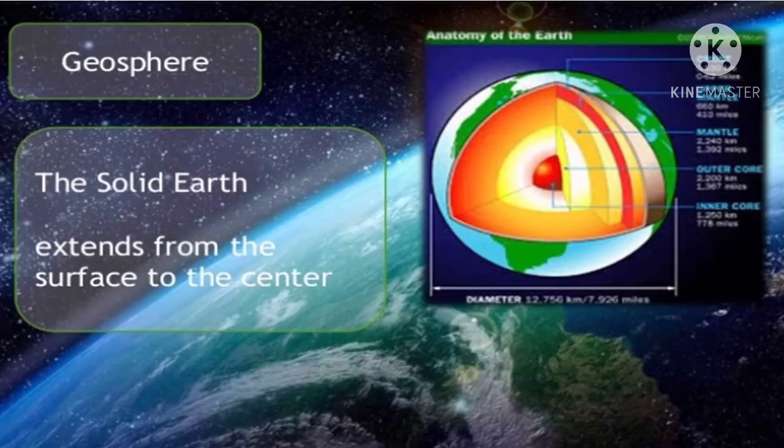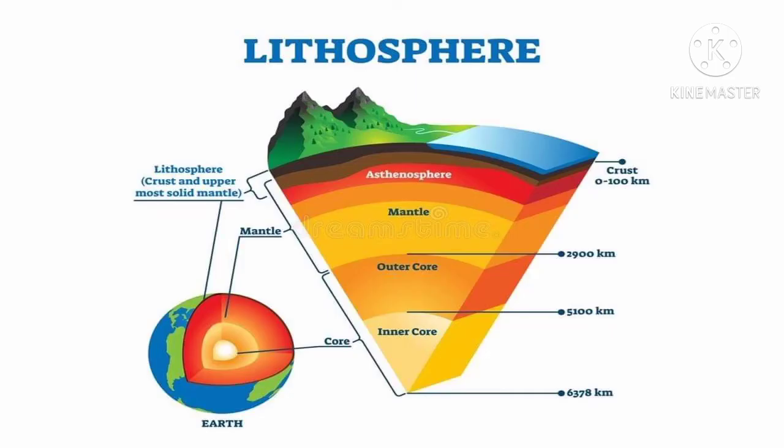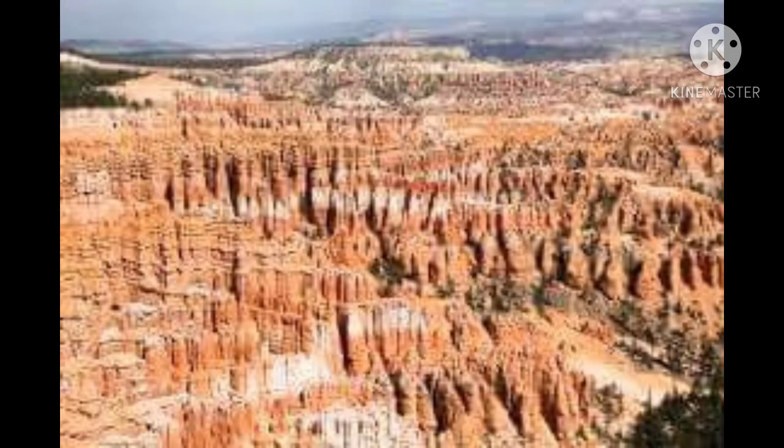The last one is the geosphere. This is the solid Earth. It extends from the surface to the center. It involves the crust, mantle, outer core, and inner core. The geosphere includes all the rocks that make up the Earth, from partially melted rock under the crust to ancient towering mountains to grains of sand on a beach.